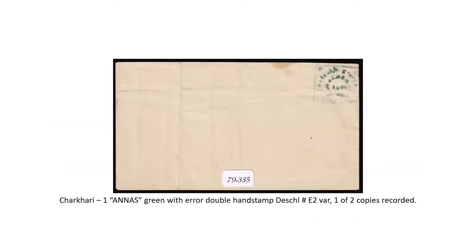Here we have a one anna postal stationery envelope of Charkhari, but it's plural annas with an S at the end instead of anna. The very first stamps and stationery of Charkhari were issued with the plural rather than singular. And this happens to be printed double, so it's one of two known examples with a double overprint of the indicium.